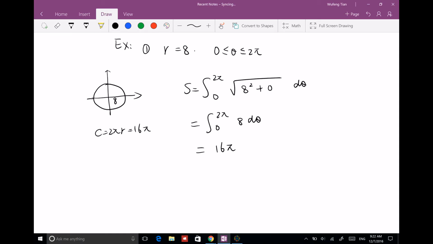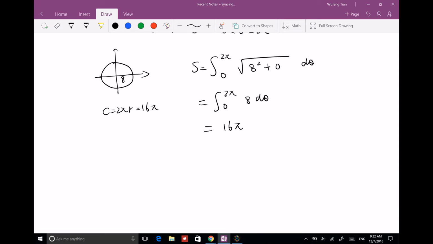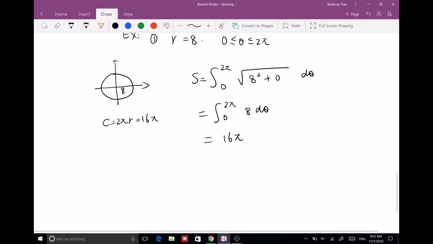So next one, what if r equals 4 sine theta and theta is from 0 to pi? Can you find the arc length of this one? I'll give you 1 minute to try it by yourself.